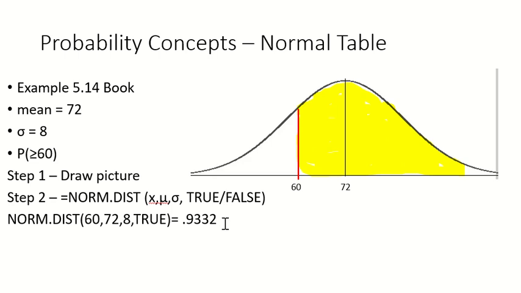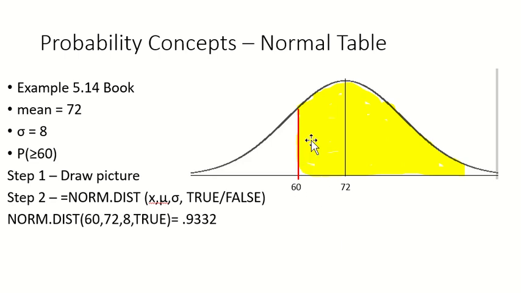When you type this into Excel and hit enter, it should return the answer 0.9332. That means 93.32% of all of the managers who take this test scored somewhere above 60. That means that if I go in to take this test, there's about a 93.32% chance that I will score 60 or above. Now again, whenever we're drawing pictures, there are really only 4 ways that we can change this picture when using this approach.